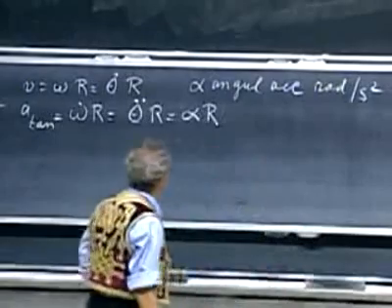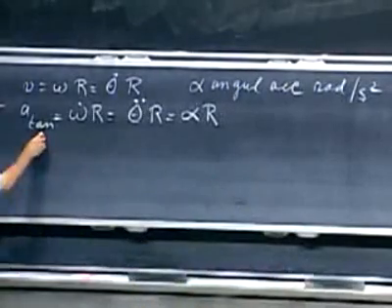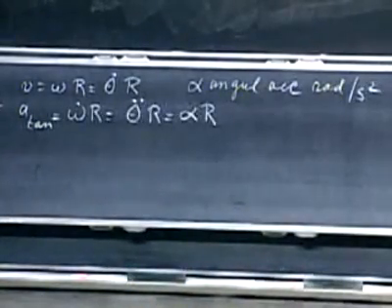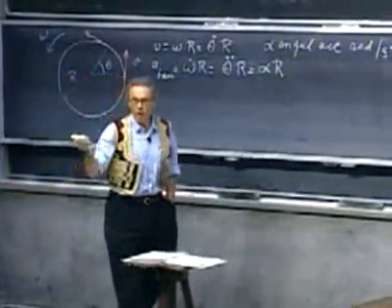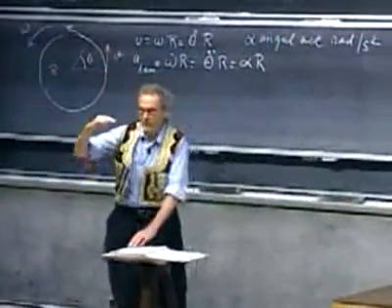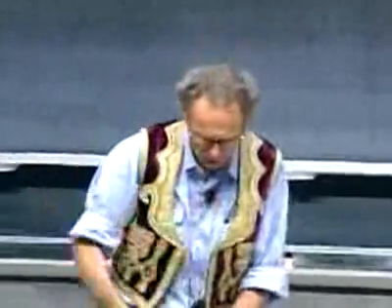Do not ever confuse a tangential acceleration, which is along the circumference, with a centripetal acceleration. The two are both there, of course. This is the one that makes the speed change along the circumference.